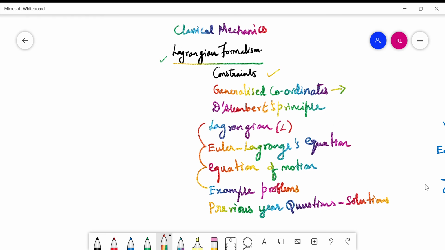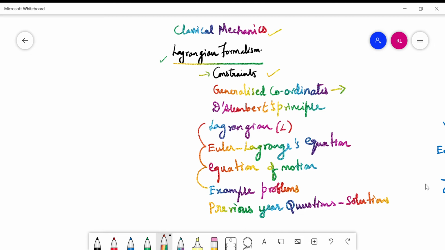Hi everyone, and today we are going to discuss classical mechanics topics, and we are going to start with this Lagrangian formalism. And this starts with the constraints, right? We have to define what is meant by constraint. We have to read about this, and once we solve problems using constraints, at that time I will introduce how we have to implement constraints in writing the Lagrangian of a system, right?